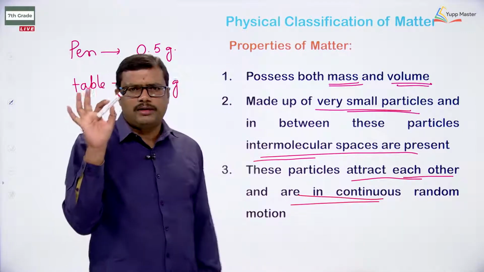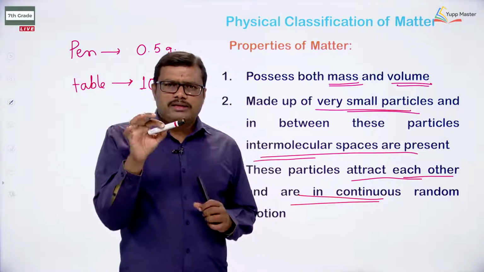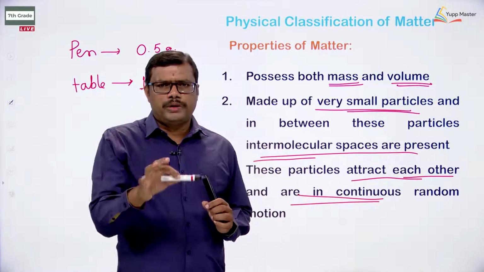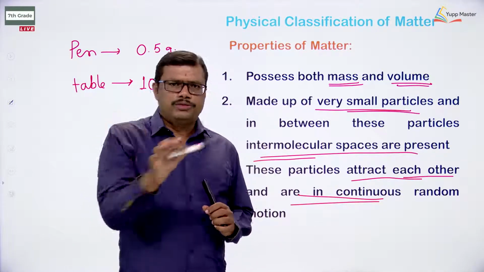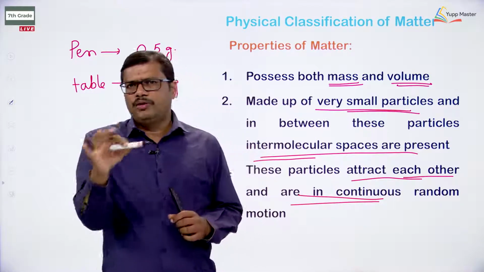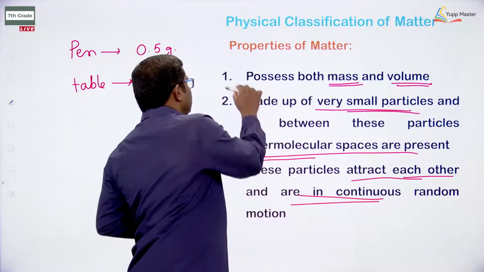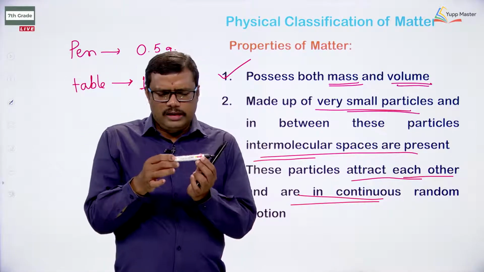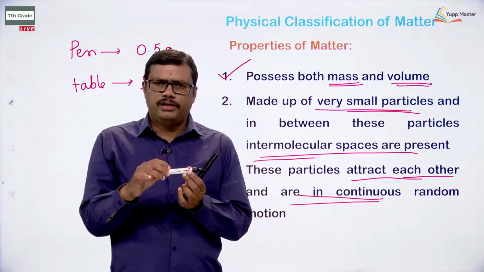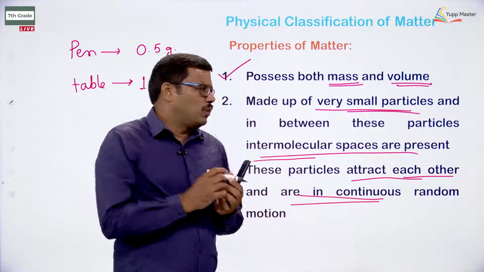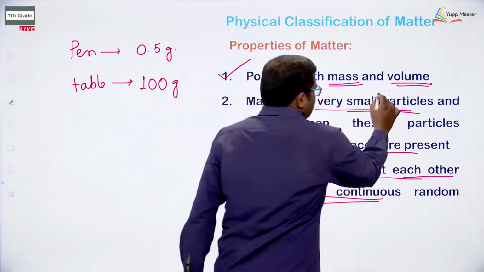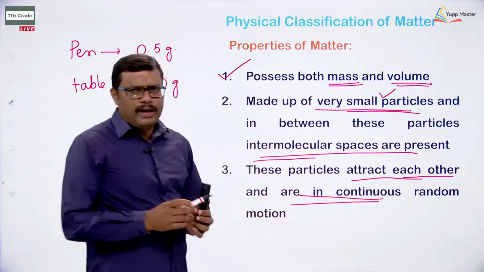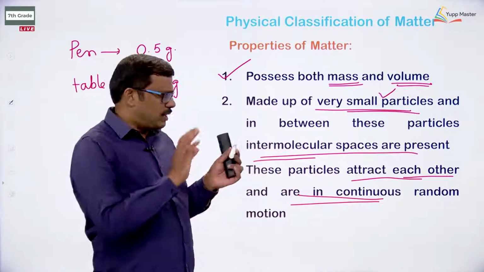For example, if I take this pen, it has a mass and it is going to occupy some space, so it is matter. It possesses mass and it occupies some volume. So the first characteristic property is found. And when I look into this, the combination of so many components resulted in this pen. The small particles present in the matter are responsible for making this pen.